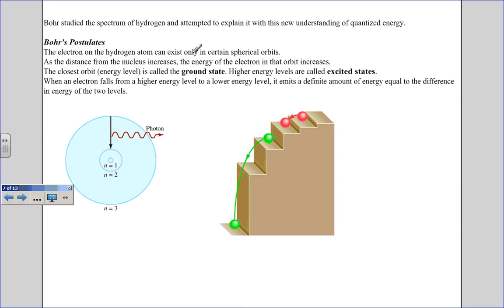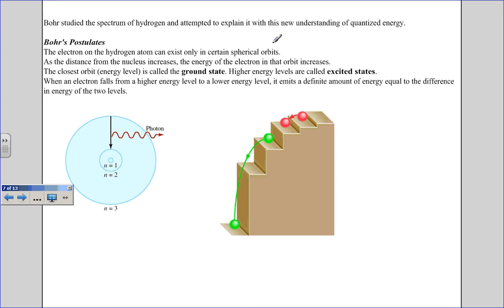So Bohr was studying hydrogen, and he was studying the spectrum, and he was trying to explain how the light was produced in terms of this quantized energy. These are the specific amounts of energy that are being released. This red line, this blue line, this purple line, they are corresponding to very specific amounts of energy, as we saw from Einstein's formula, E equals h nu.